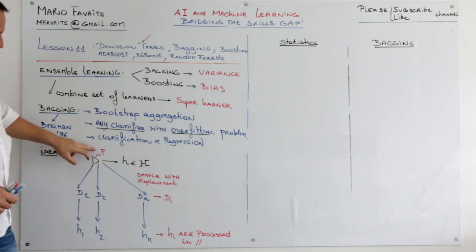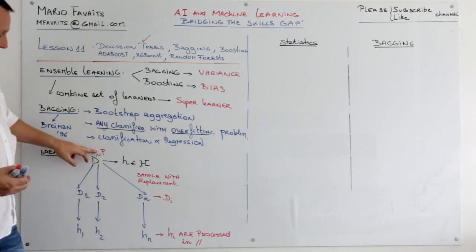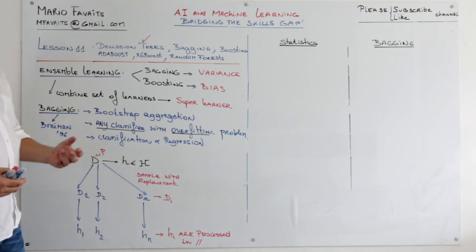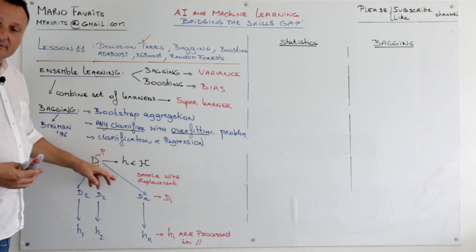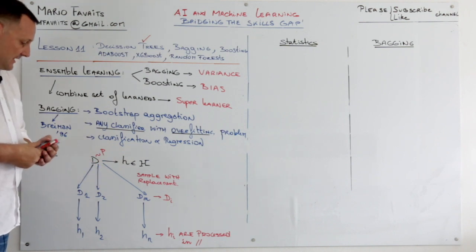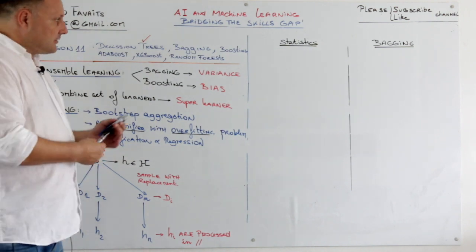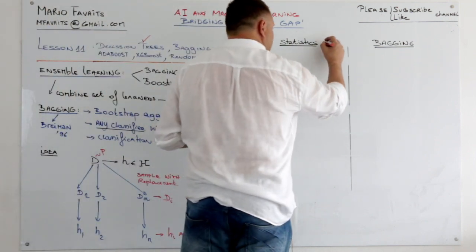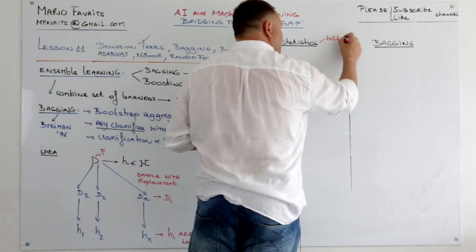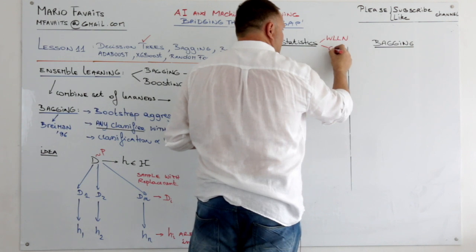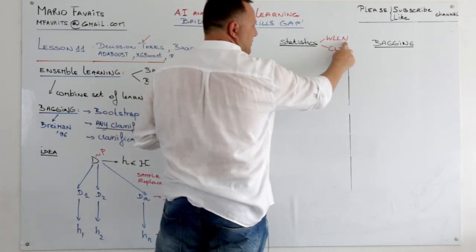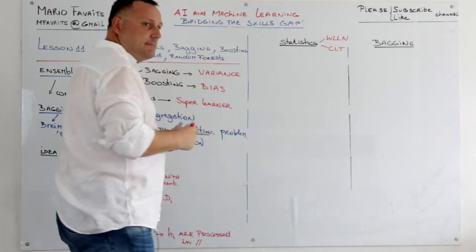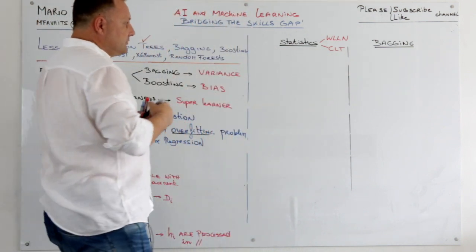So we start from a data set drawn from distribution P that we don't know, and this data set would give rise to a classifier or a model or a hypothesis which we have called H. Let me go back to statistics first, and in statistics we have a few important laws. One is the weak law of large numbers, and one is the central limit theorem. And what do these things do?